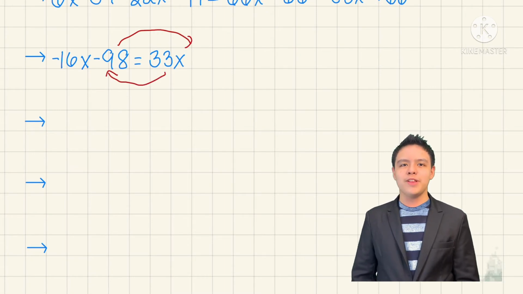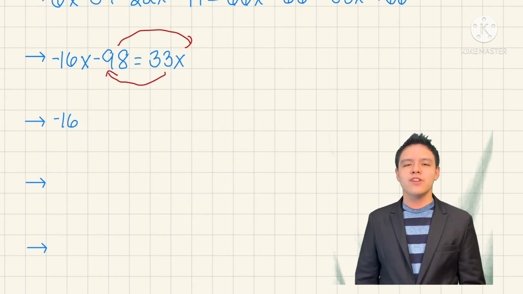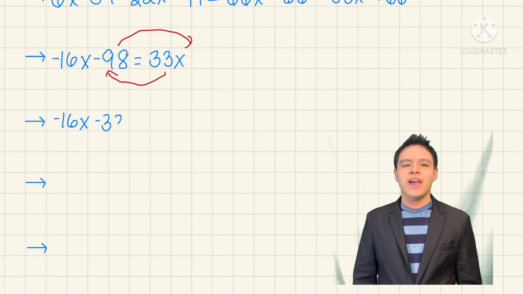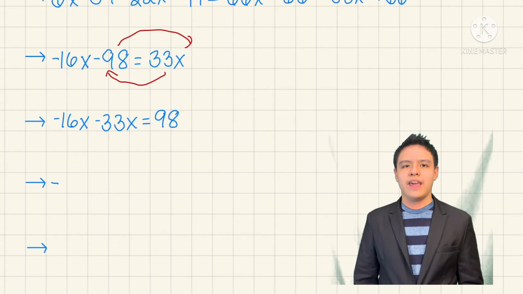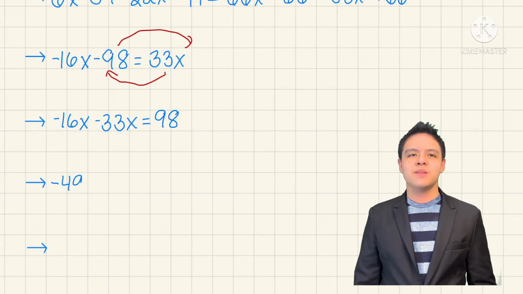Use the addition property or transpose. So, 33x will be moved to the left side and it will become negative 33x. The same thing to the negative 98. Move the negative 98 to the right and it will become 98. Negative 16x minus 33x is negative 49x.